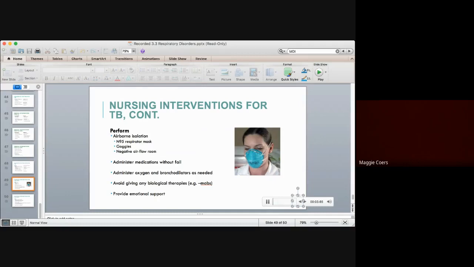As for isolation, we need to isolate tuberculosis patients, and this is very important to decrease the spread. So they're in airborne isolation. If at home, they need to self-quarantine. They need to be away from all family members, okay, until their tests come back negative for TB. So in the hospital, airborne isolation, anybody that walks into the room needs to have an N95 respirator mask and wear goggles, and they need to be in a negative airflow room. It's the same thing that we're seeing with the COVID-19 isolation precautions in the hospitals now.